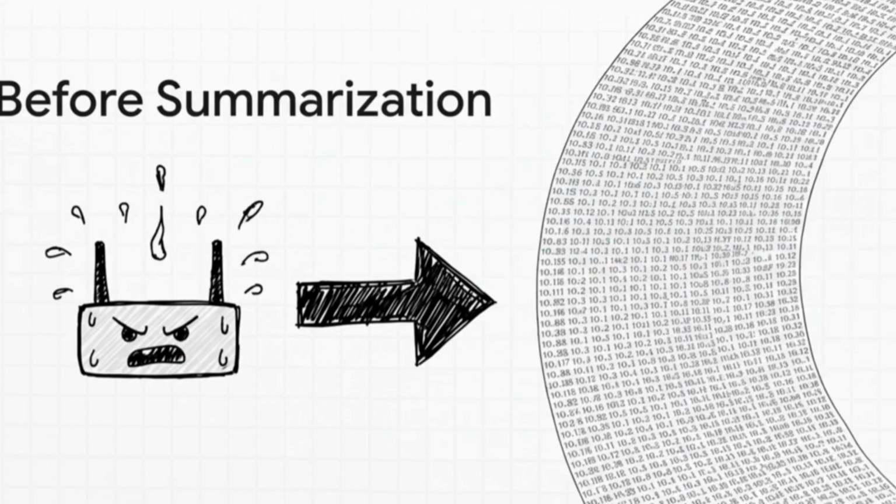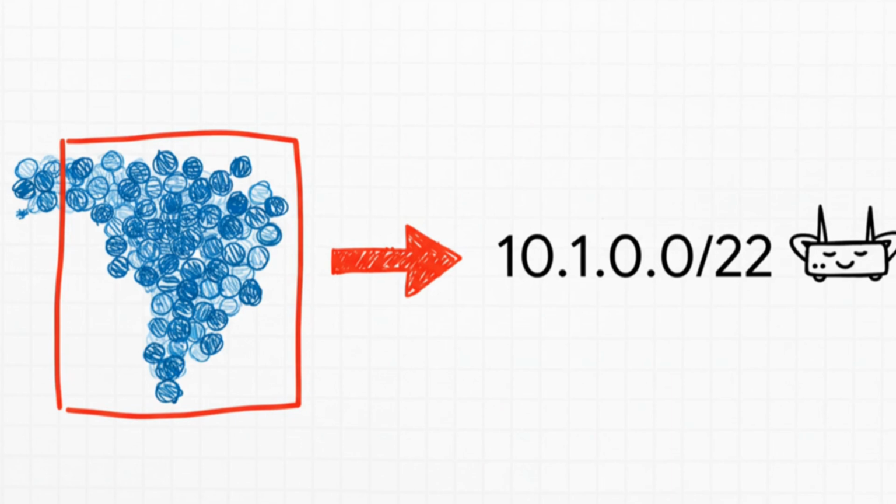So, without summarization, a router's table would look something like this. It would have to list every single tiny network, every street, if you will. Millions and millions of entries. It's just completely unmanageable and incredibly inefficient. But with summarization, instead of listing every single street, a router can just advertise the entire region. This one single line here replaces all of those previous ones. It's basically the router shouting, hey, if you need to get to this general area, just send the packet to me. I know the local roads, and I'll take it from here.